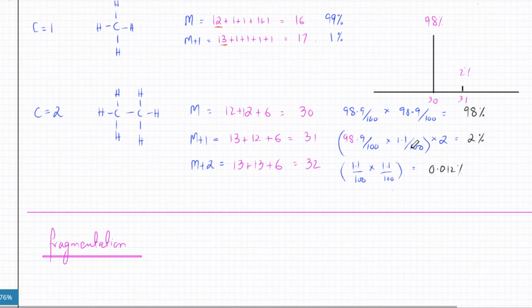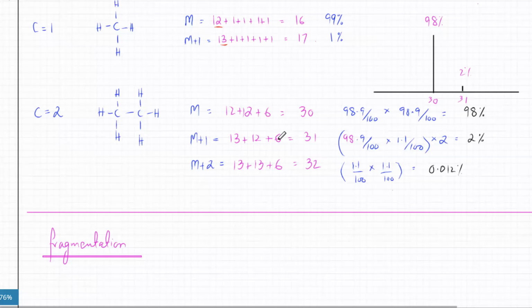Okay, what difference does it make? What's the probability of getting both of them as 12? That would be 98.9% times 98.9%. If you do the math, that comes out to approximately 98%. What's the probability of getting one of them as carbon 13? There would be 2 events: either the first one is 13 and the second one is 12, or the first one is 12 and the second one is 13. In both cases, you're going to get 31. They're 2 separate events. So it's 1% multiplied by approximately 98.9%.